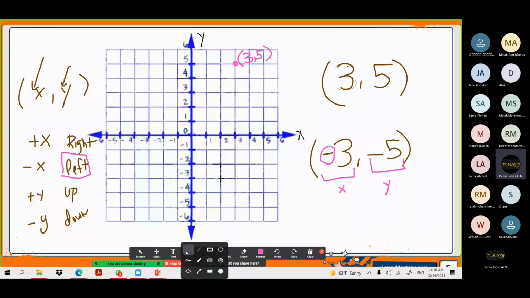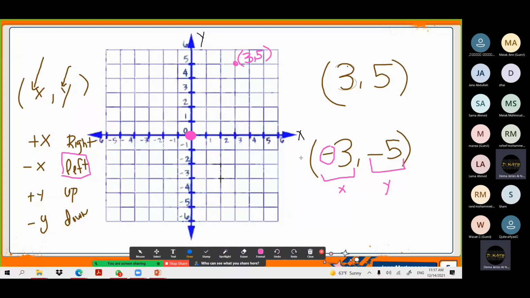Teacher, I have just a small question. How can we know that the 5 is the y, not the x? And how will we know that the 3 is not y and it's x? But I told you, it's ordered. The first one must be x, and the second one must be y. Okay, the first number is x, and the second number is y.